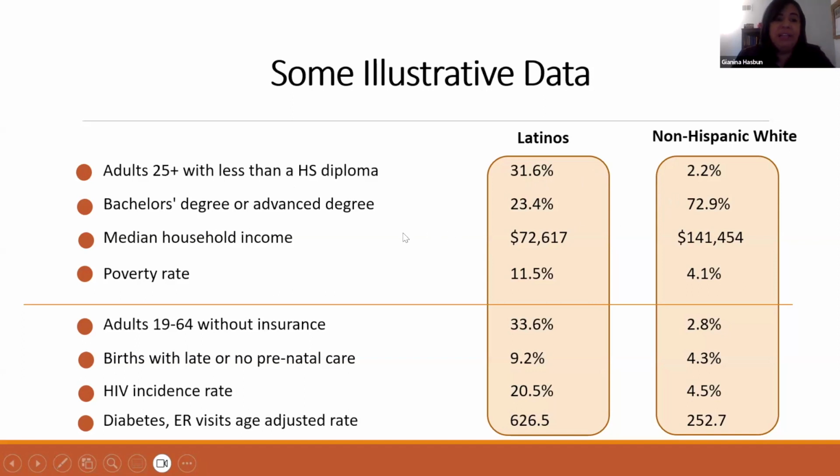On the other hand, in terms of bachelor's degree or an advanced degree, in the Latino community we have 23.4% versus 72.9%. In the interest of time, I'm not going to go over all of them. I just wanted to highlight this one, for example: adults 19 to 64 years without insurance in the Latino community, that's 33.6%. That means 1 in 3 Latinos do not have health insurance versus 2.8%. So this is a reflection of the disparities that still exist in Montgomery County. This data is specific to Montgomery County.